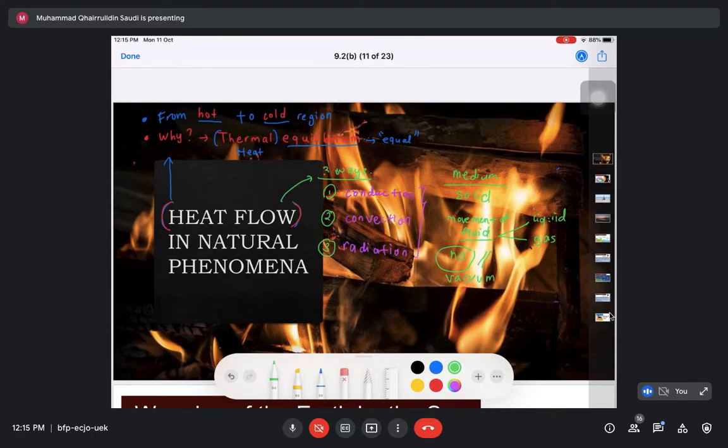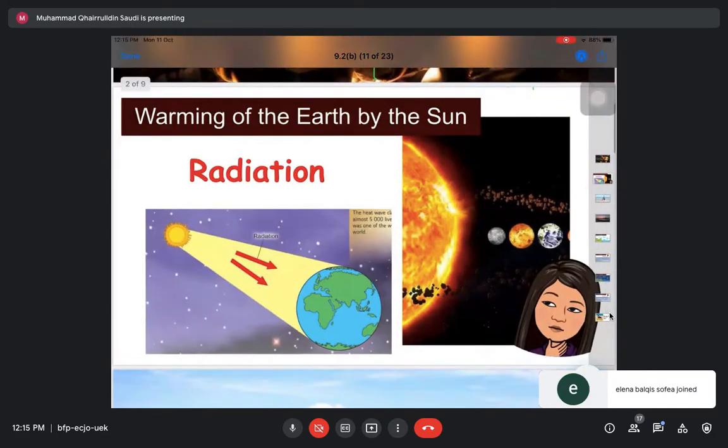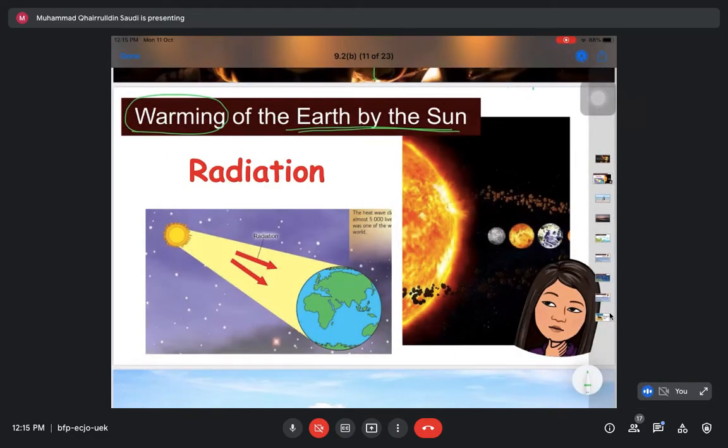Alright. So that is what we have learned last class. So now we are going to see the heat flow in natural phenomena, meaning heat flow yang berlaku dalam keadaan semula jadi. Alright, let's see one by one. The first one is obviously the warming of the earth by sun. We got our heat energy directly from sun, and the heat energy flows from sun to our earth through radiation, because space does not have any medium. So the heat transfer from the sun to our earth is called radiation.